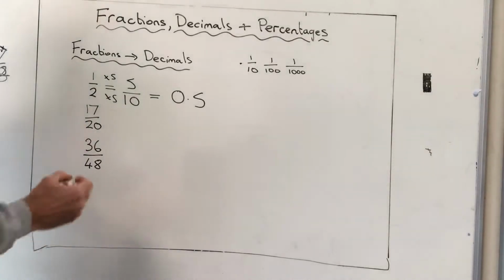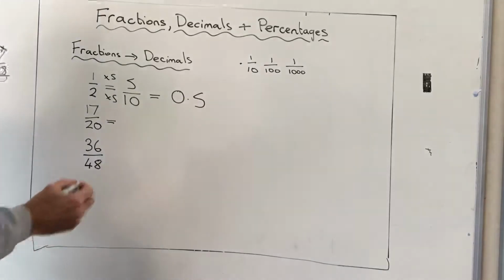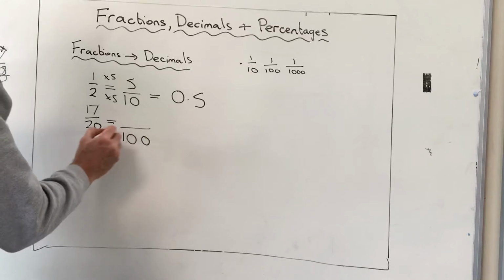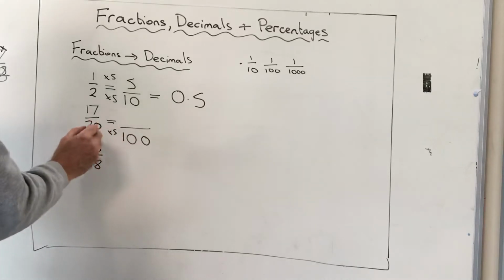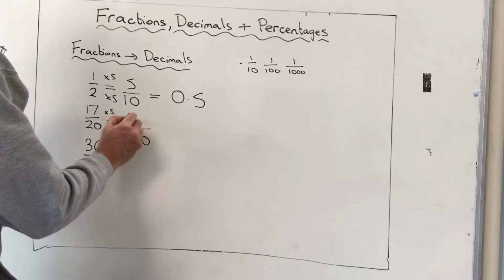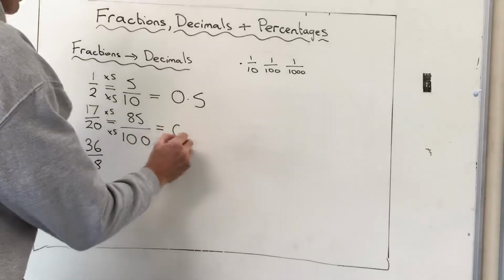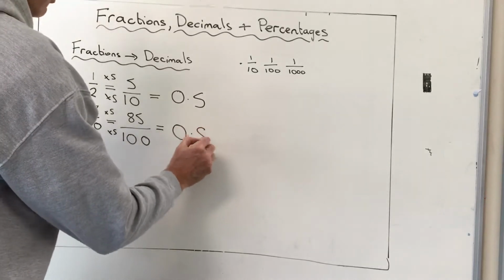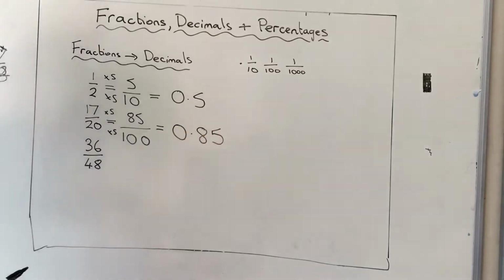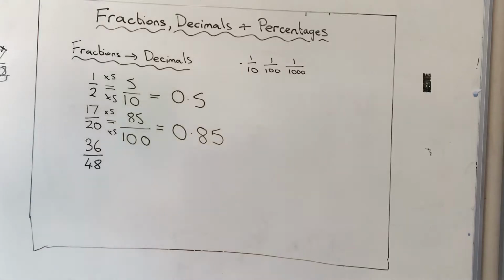17 twentieths. Right, what can we make that equivalent to? Well, we can convert that into hundredths by multiplying by 5. 20 times 5 is 100. 17 times 5 is 85 hundredths. And we know how to write that now as a decimal: 0.85. 5 in the hundredths column, 8 in the tenths column, 80 hundredths plus 5 hundredths, 85 hundredths.